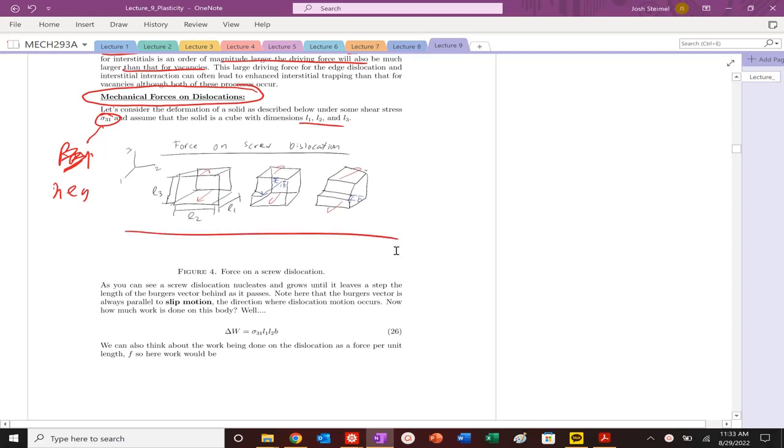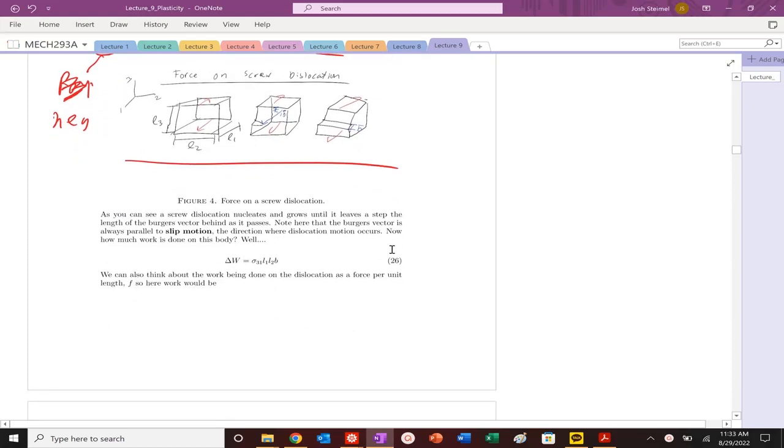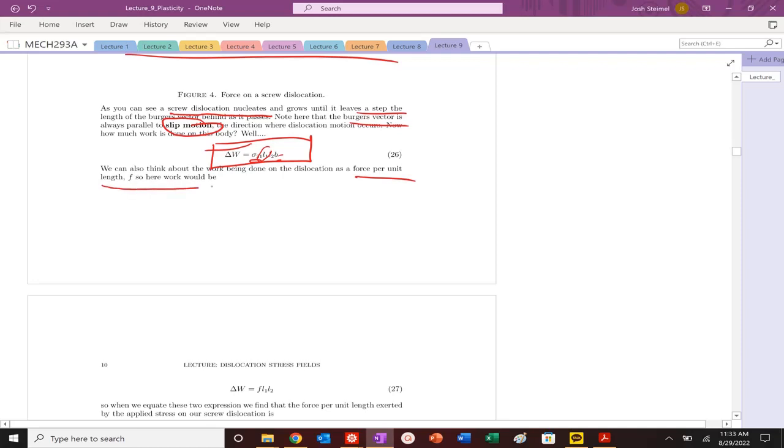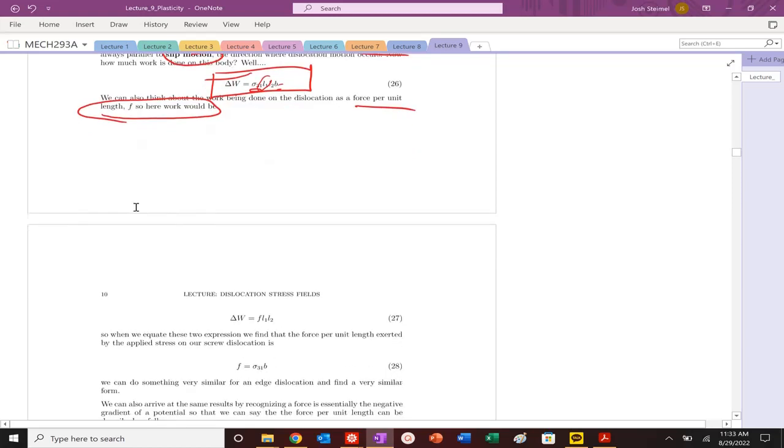So you can see the screw dislocation nucleates, grows, leaves a step behind. This is slip type motion. It's always going to be parallel to the Burgers vector. But anyways, the work that's done on this system is stress, so force per unit area, times a distance. That is an energy value. But we want to write this in terms of a force per unit length of our dislocation.